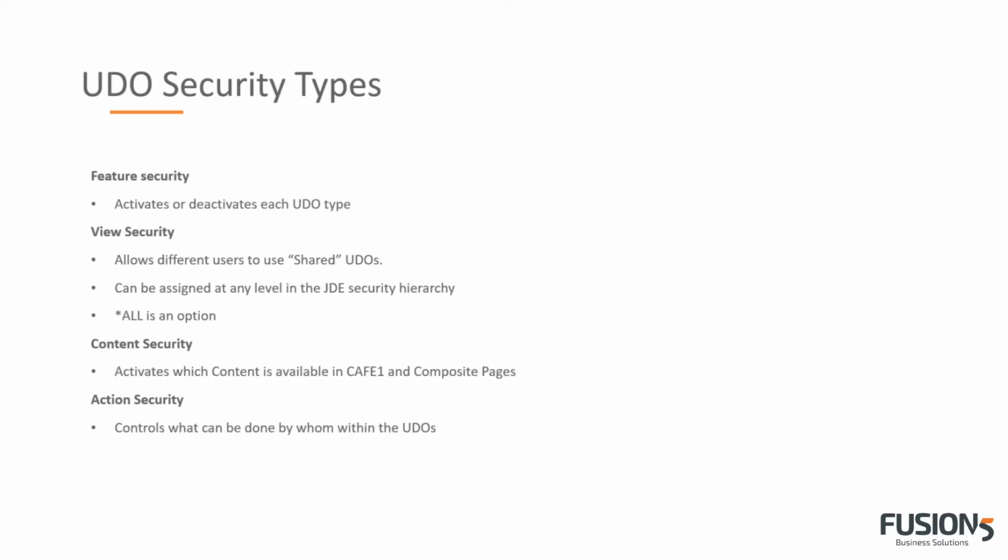So, security type, same thing: yes or no, whether you can do it or not, deactivate, activate. We talked about sharing, so you can allow different groups to have access to it. These can be assigned at JD Edwards' security hierarchy levels: user level, group level, public level. So you can assign those at the 3 different levels. Star all is an option with UDO security. Some security you can't do at that level.